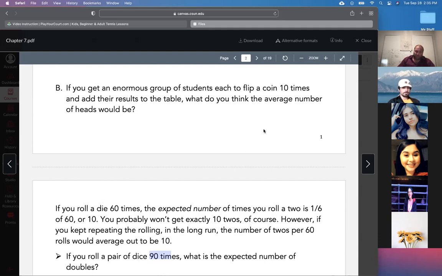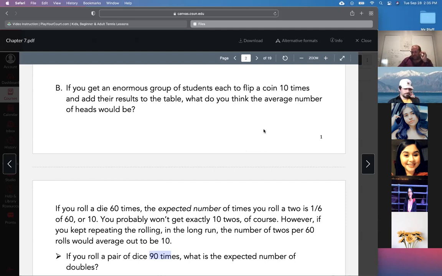Of those 36, how many of them are doubles? 6. Do we agree? Yeah. So what is the probability on one roll of getting doubles? 1/6, or 6 out of 36. Yeah, 6 out of 36, which reduces to 1/6, correct?